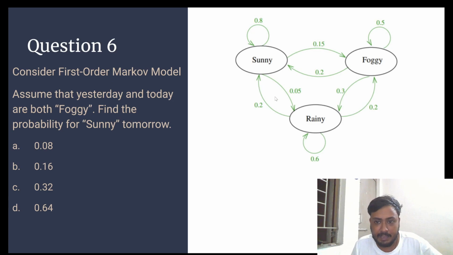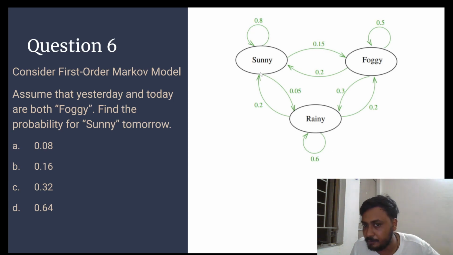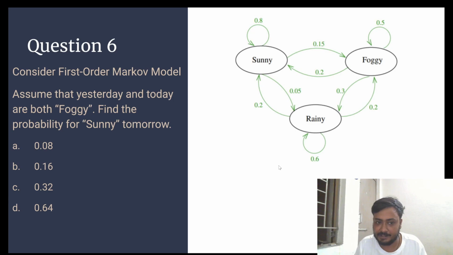Okay, and these are the changes. So if today is rainy, there is 0.6 probability that tomorrow will also be rainy. There is 0.2 probability that tomorrow will be sunny, and 0.2 probability that tomorrow will be foggy. That is how you need to read these arrows. So that is the probability of going from rainy to sunny, the probability of going from rainy to rainy, the probability of going from rainy to foggy, and so on for the other states.